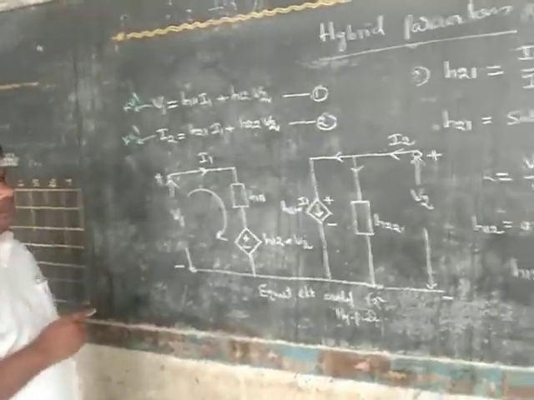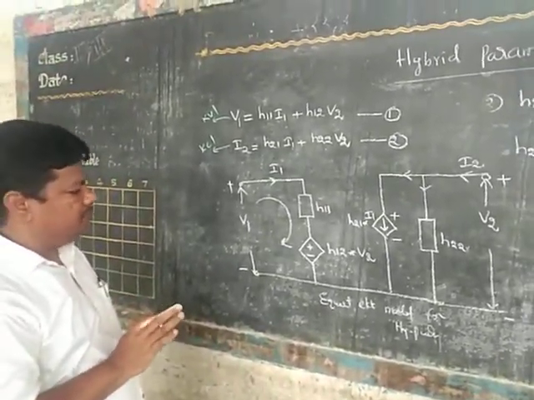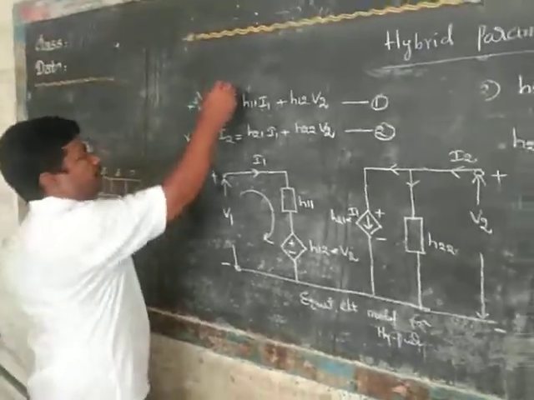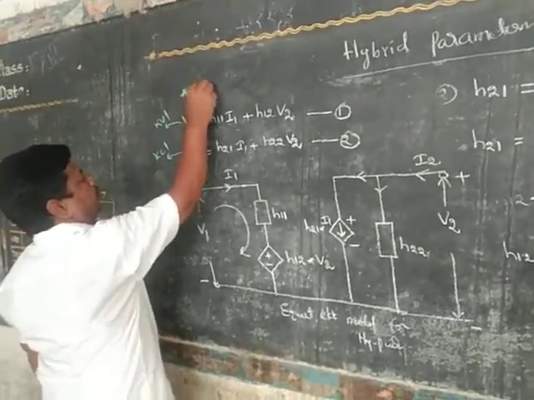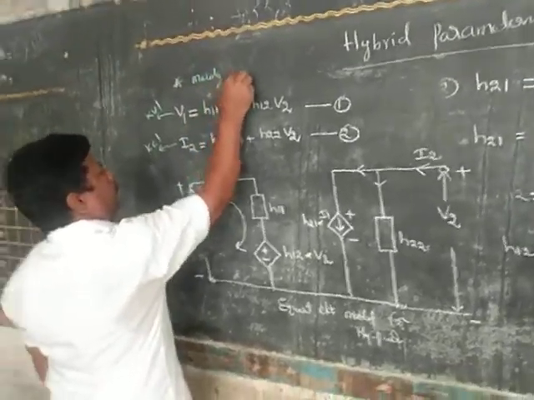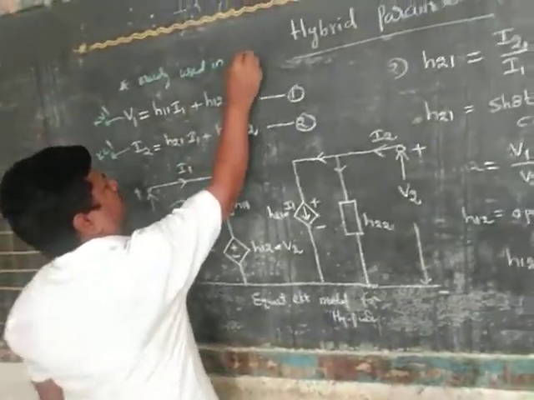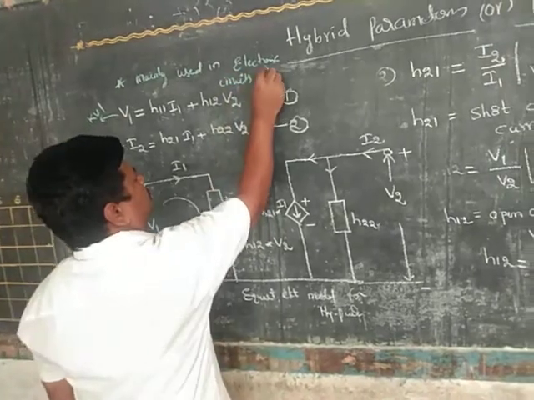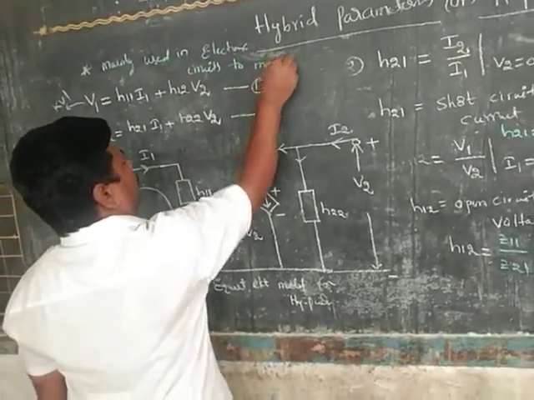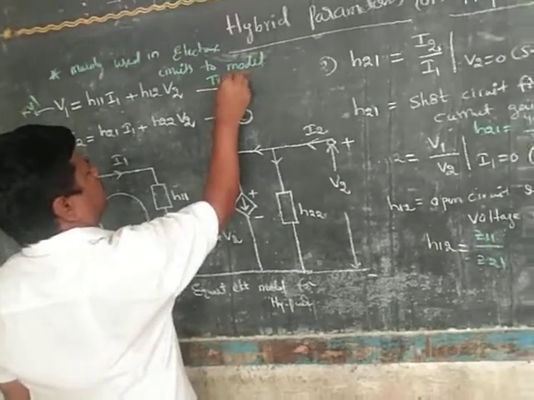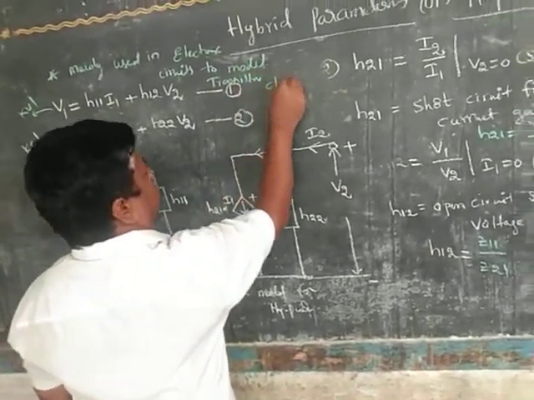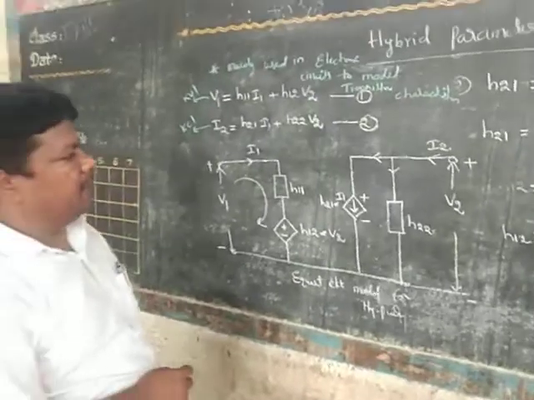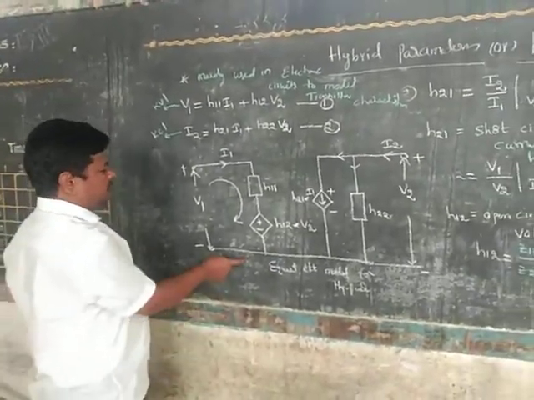And remember that this H parameter model is widely used in electronic circuits to model the transistor characteristics. Right? How to draw the equivalent circuit model?